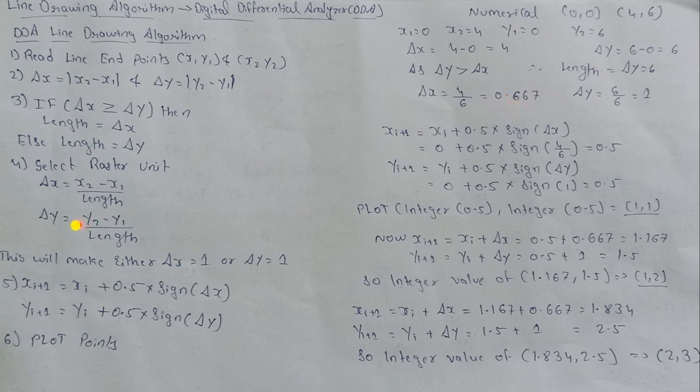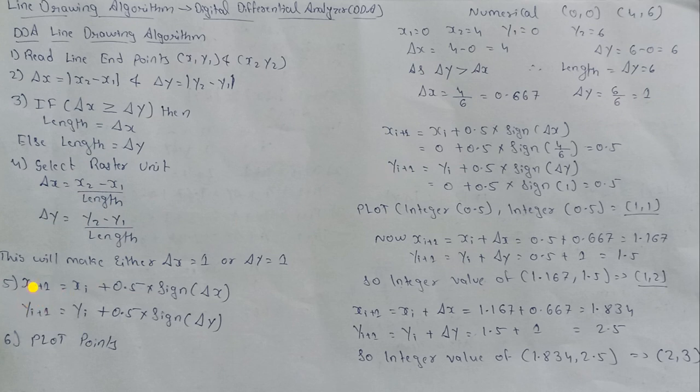Similarly, to find out delta y, the formula is delta y equal to (y2 minus y1) divided by length. So what is y2 minus y1? The answer is 6. After that, length is there, so what is the value of length? 6. So 6 divided by 6 is 1. That is one statement I have written. After dividing, either delta x or delta y we will get as 1. Here you can see we have got delta y as 1.